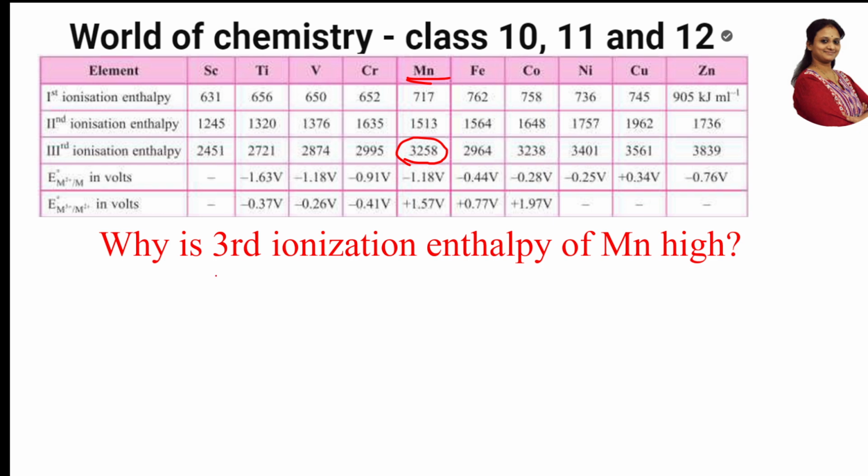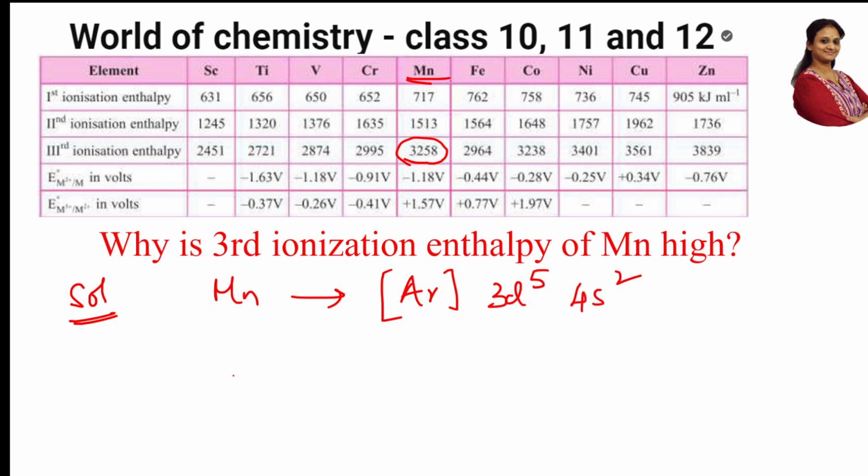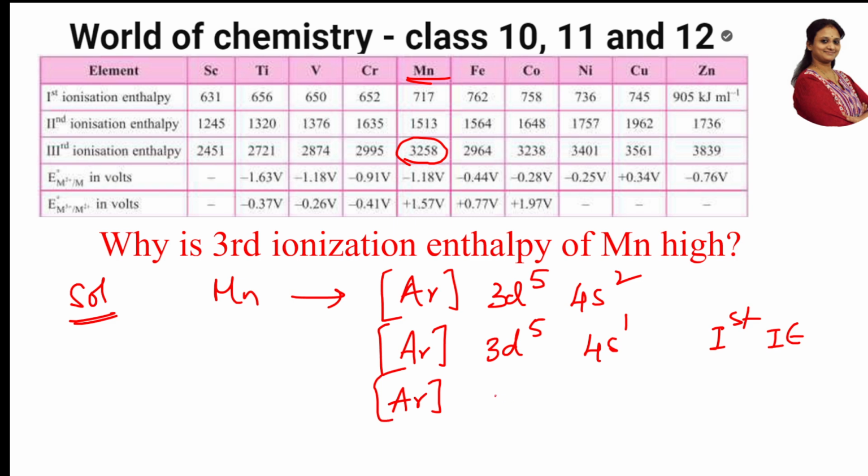Third ionization enthalpy. Again, start with the electronic configuration. Manganese electronic configuration is argon 3d5 4s2. Now, for ionization enthalpy, let us write argon 3d5 4s2. First I take out one electron, this is the first ionization. Then I take out one more, leaving argon 3d5 4s0. This is the second ionization enthalpy.